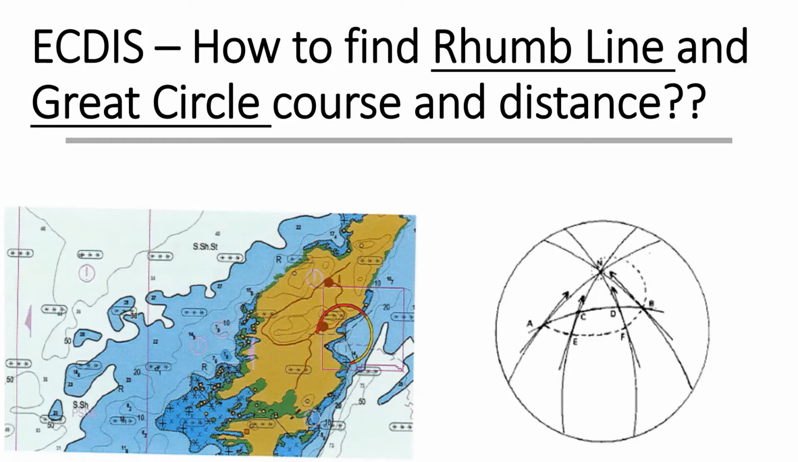But before I do that, I will quickly explain what a rhumb line and a great circle are. If you want to know more about rhumb line and great circle in detail and how to draw these courses on the chart, please watch the videos, the links of which are given below. This video will only focus on finding the rhumb line and great circle course and distance from the ECDIS. Alright, so if you want to know more about these, please watch my other videos.